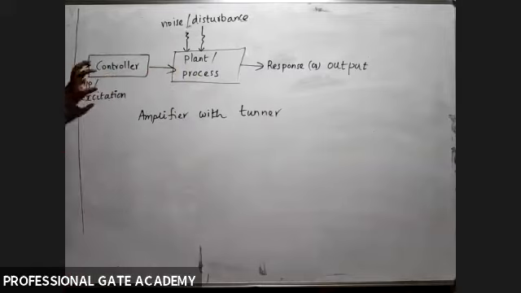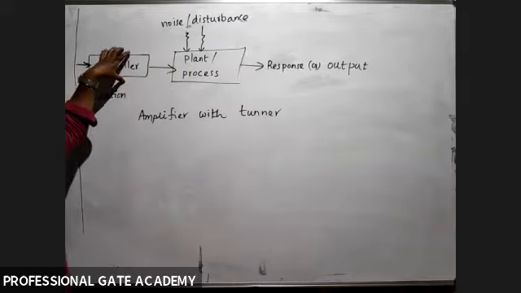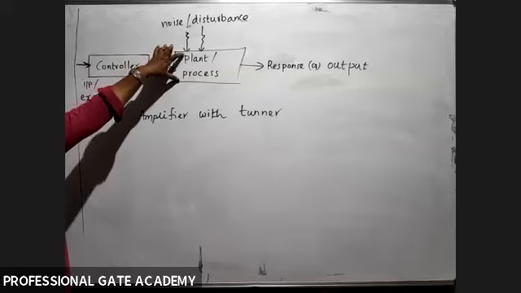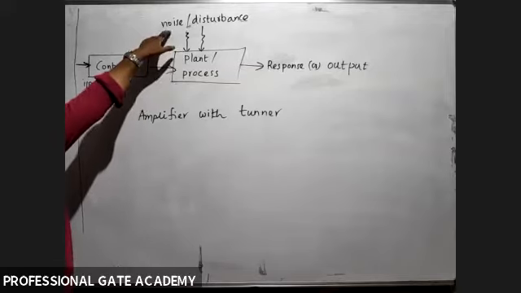So this is all theory only. Input or excitation is applied. The controller is the main portion of the control system, which is used to control the noise or disturbance. Next, the plant or process gets affected by noise or disturbance.